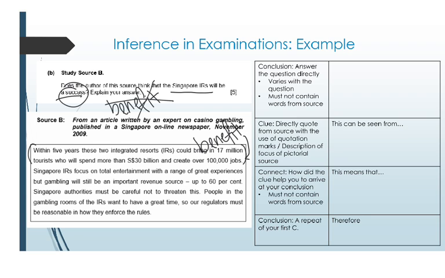Answer the issue statement first in your planning. This is not going in here. It is not. Okay, but it's for you to understand. It will help, I assure you. Okay, so Singapore IRs focus on total entertainment with a range of great experiences, but gambling will still be an important revenue source. Again, revenue. Revenue simply means money lah. You can see the money face here.